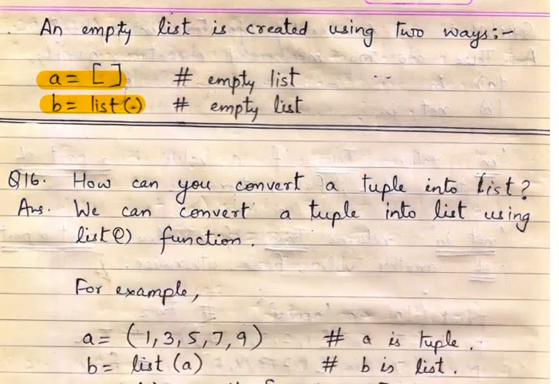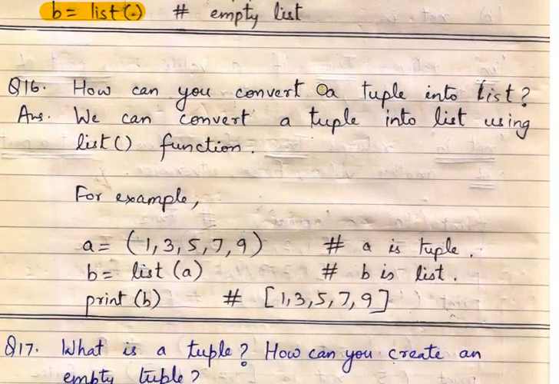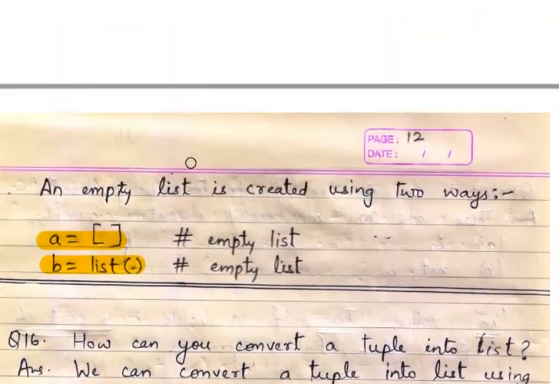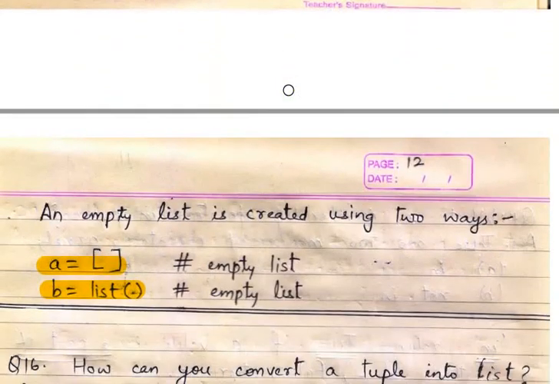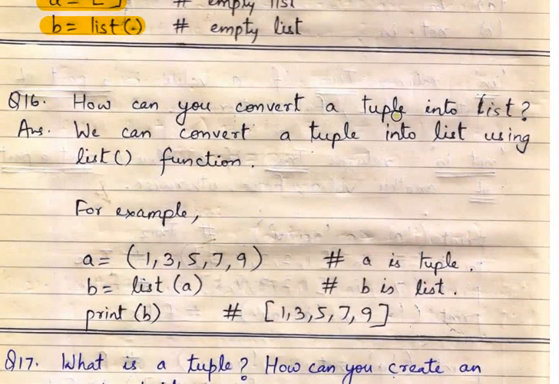The similar question related to tuple: how can you convert a tuple into a list? If you are having a tuple, what is a tuple? Tuple is an immutable data type. You can see that list is a mutable data structure or data type. If you are having a tuple and you want to convert it into a list, you can convert it by using the list function. When you are not passing any argument, it returns an empty list. But if you are passing an argument, it will return a list with those values.